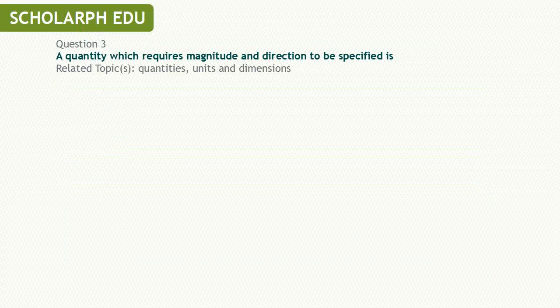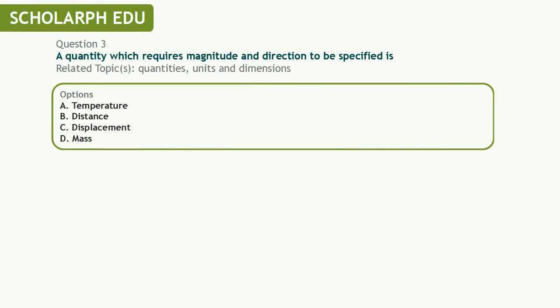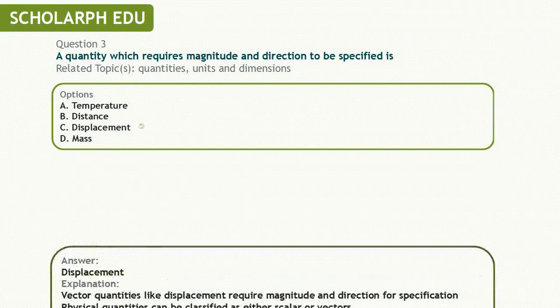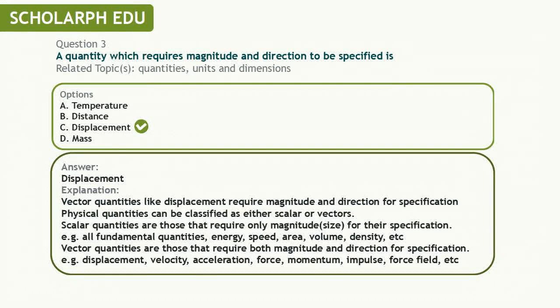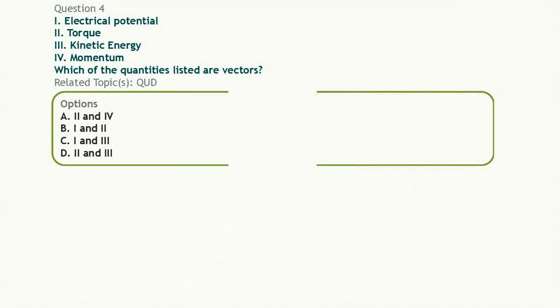Next question on quantities. A quantity which requires magnitude and direction to be specified is, alright, that quantity must be a vector quantity. Vector quantities require magnitude and direction for that specification. And from these options that we have here, the vector quantity is displacement. The others are scalar quantities. They require only magnitude, they do not require direction to be specified.